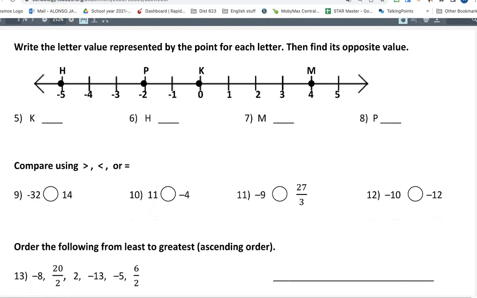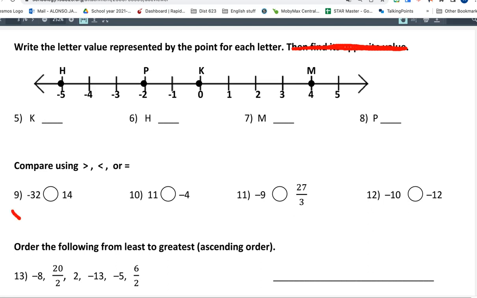Let's move on. So let's see what's going on here. Write the letter value represented by the point for each letter. Then find the opposite value. Alright, so here we're not going to do that. You are just going to write what value is H and write it here. What value is K and write it here. That's all that you're going to do.